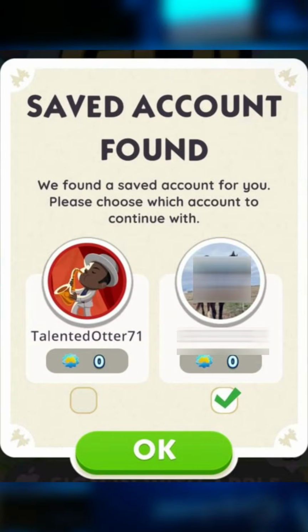Now, I know there's a lot of concern as well with people having issues where, for instance, they'll go log back into Monopoly Go and it'll display the two accounts that pop up and it'll say 0 on both of them, and your account essentially isn't popping up, and it scares you.